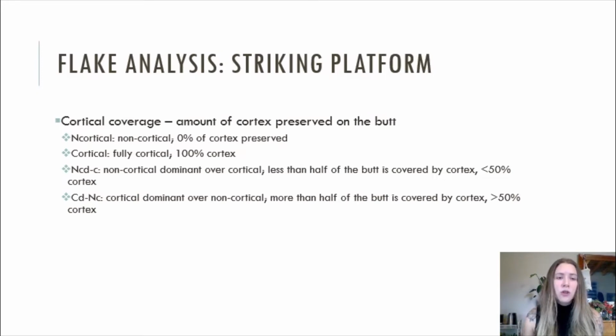Non-cortical dominant over cortical is also referred to as NCDC, which indicates that less than half of the butt is covered by cortex. And then as opposed to that, there is CDNC, which is cortical dominant over non-cortical, which indicates that more than half of the butt is covered by cortex.